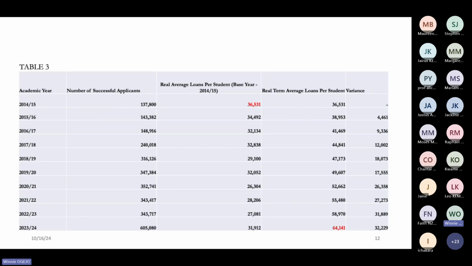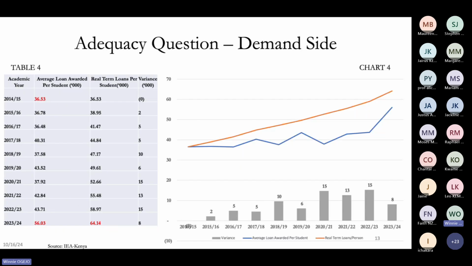And what that means is, with the demand side growing faster than the supply side, HELB has to reduce the funding to each student so that they meet the growing demand for students. In terms of looking at it as a share of GDP, as a share of GOK spending and as a share of education spending, you still notice that there's still the question of, is there a priority?